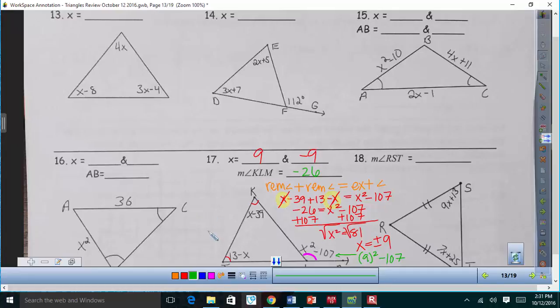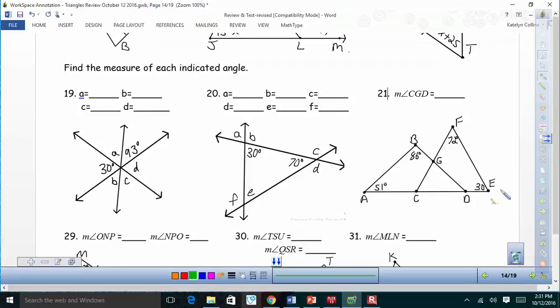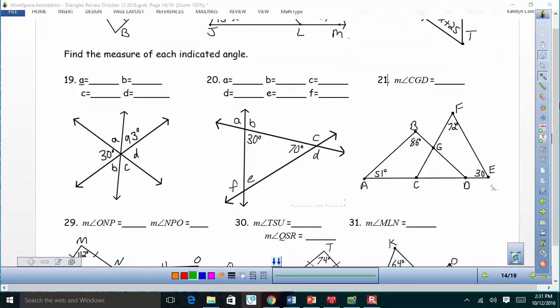Yes. Okay. For 21, they want us to find angle CGD. So CGD would be this angle right here. Now I know this is the vertex of this little triangle, but does it give me any of the measures in the small triangle? No. So I've got to start with a triangle that actually has measures. So let's start with ABD.